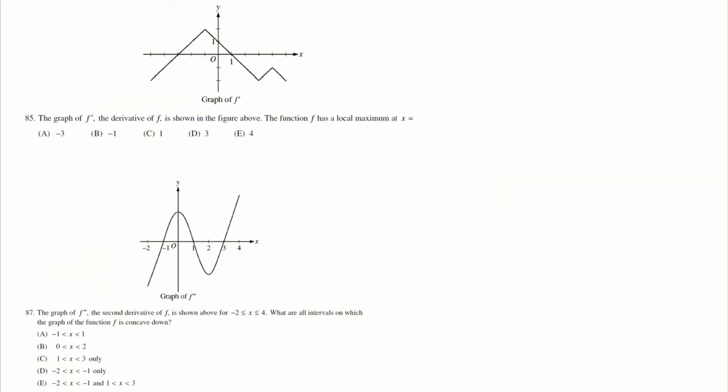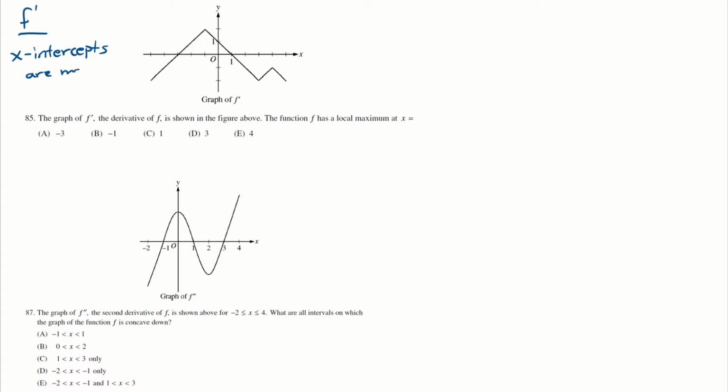Two more graphs here. The first one deals with the first derivative and the second with the second derivative. All right, so 85. The graph of f prime, the derivative of f, is shown above. The function has a local max at... We know that on the graph of f prime, x-intercepts are either maxes or minimums.